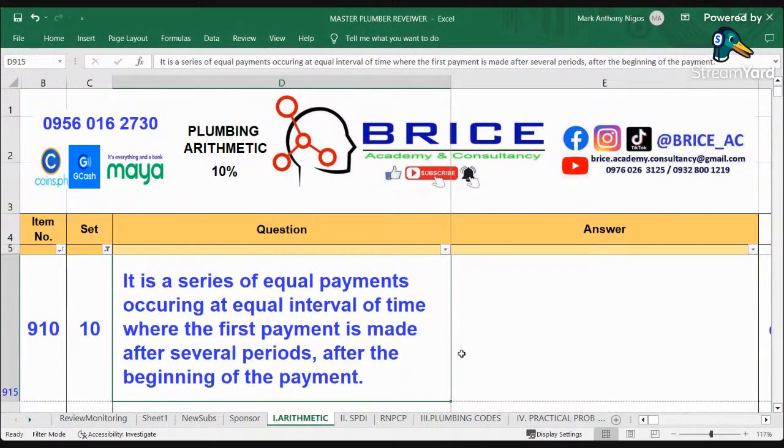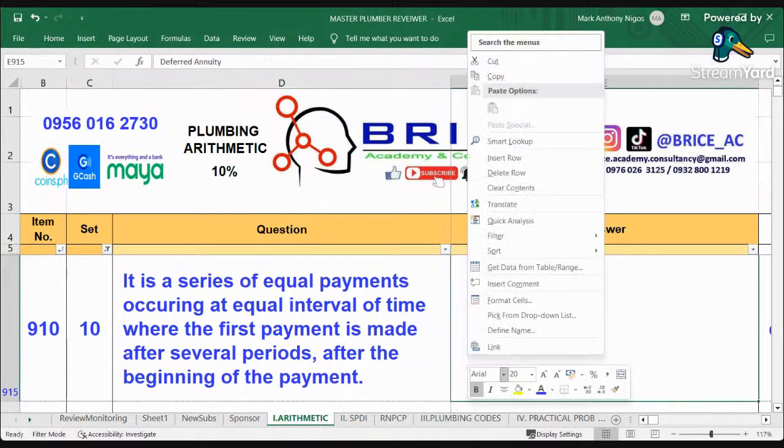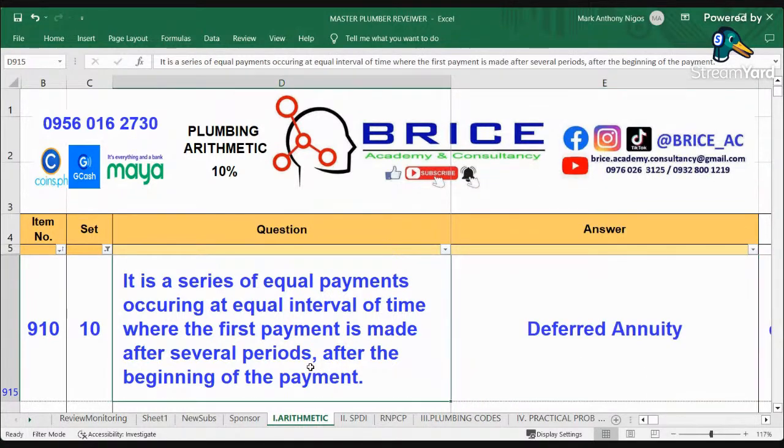910. The series of equal payments occurring at equal intervals of time where the first payment is made several periods after the beginning of the payment. The answer is deferred annuity.